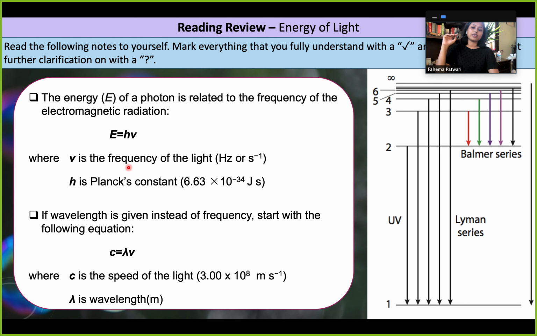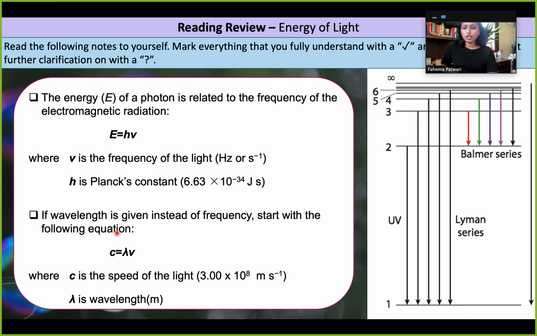So if you're calculating the energy of a certain frequency of light, it's Planck's constant times frequency. That's it, right? It's simple, just plug and play. However, some questions may not give you frequency. Some questions may give you wavelength instead. So that may be a two-step problem.